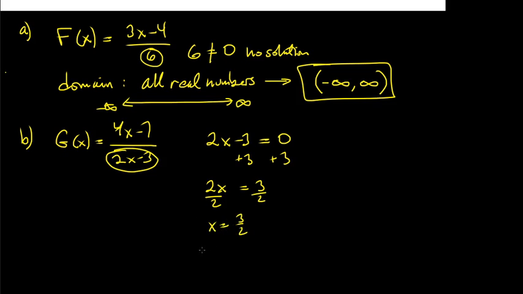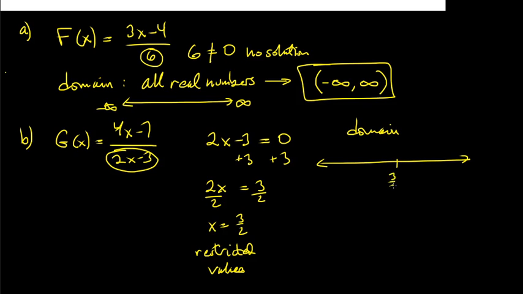Right? This is not the domain, right? This is the restricted value. And they haven't asked for that yet, but if the question is what's the restricted value, the answer would be 3 over 2. But here they're looking for the domain. The domain is everything else. All the other numbers except for 3 over 2. Right? 3 over 2 is 1.5. So all we have to do is just erase that one number and represent all the other numbers.